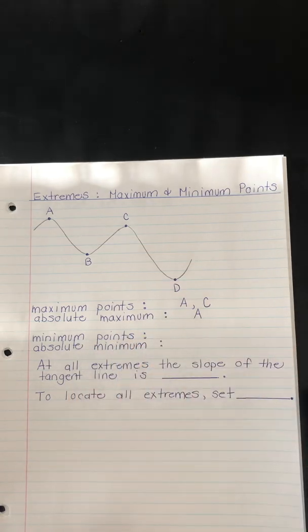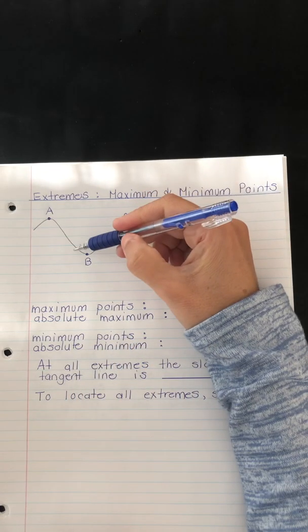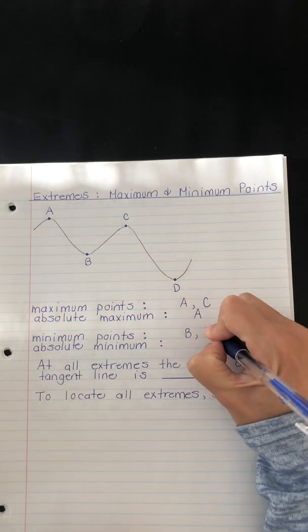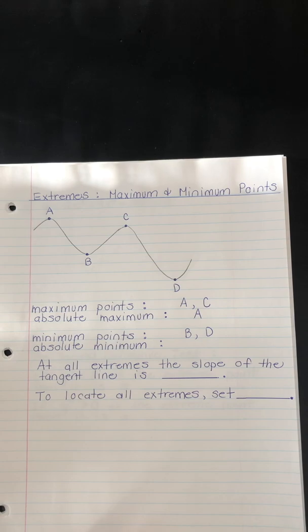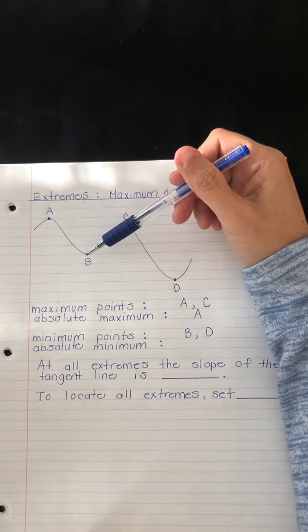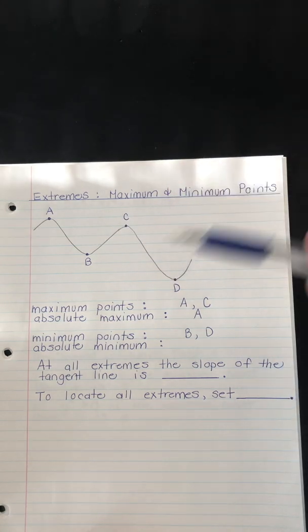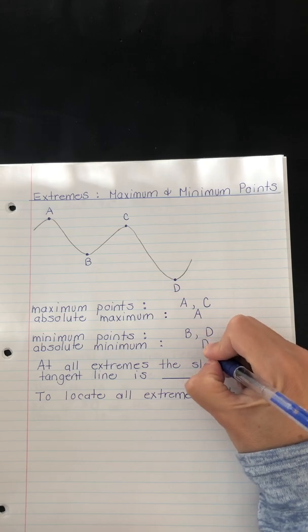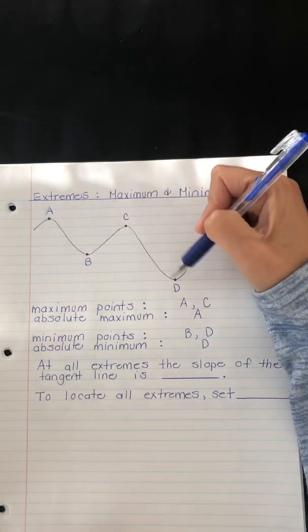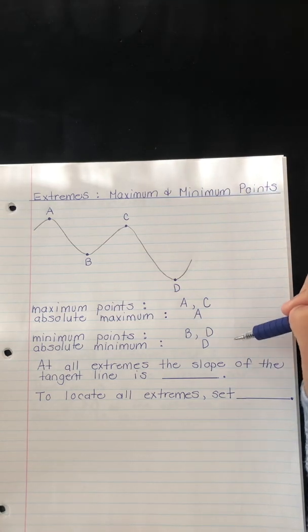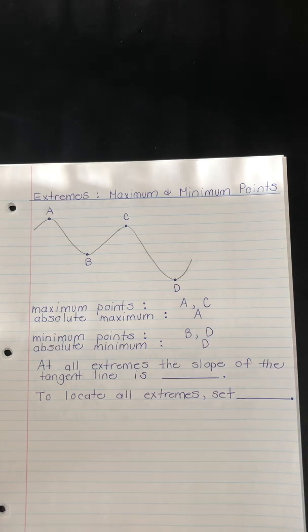Minimum points in the graph would be located at B and D. And of these two relative minima, the absolute minimum point is said to be at D. So it is the lower of the two minimum points here. Okay, so just trying to get you used to a little bit of the terminology there.